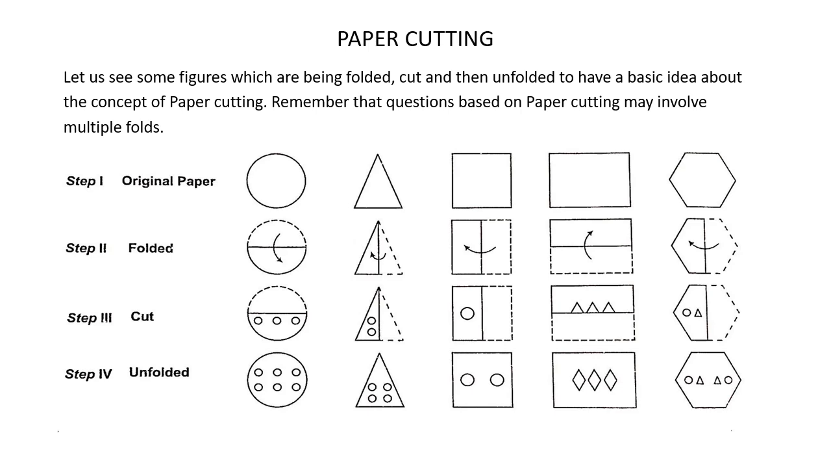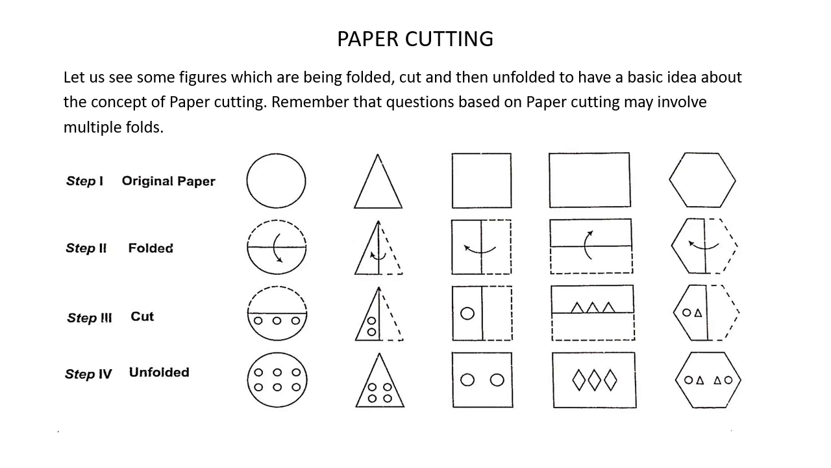Similarly, in this triangular piece of paper, the fold is made from the right to the left. Then 2 holes are punched. And when the paper is unfolded, this is the pattern that appears on the paper. Similar is the case with the square, with the rectangle, and the hexagonal piece of paper.